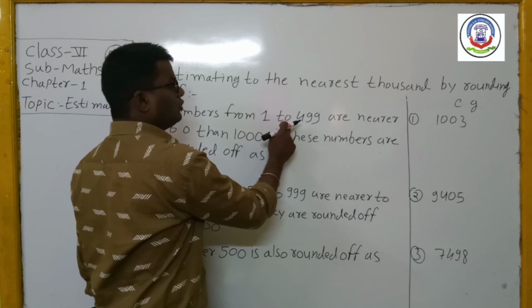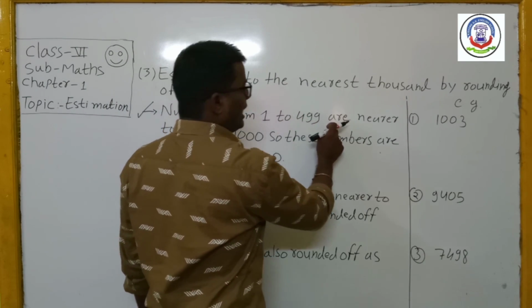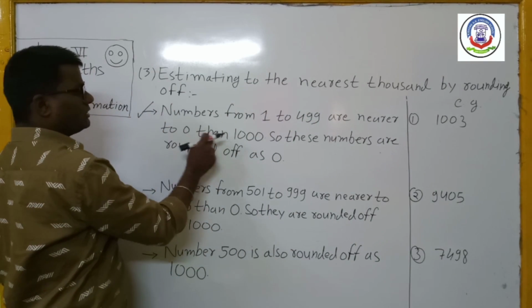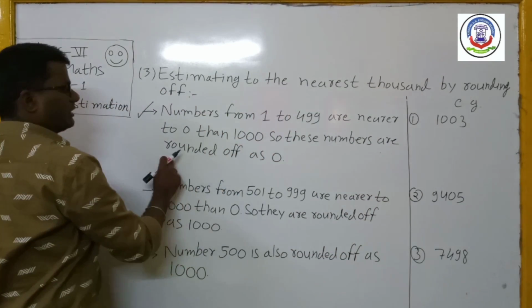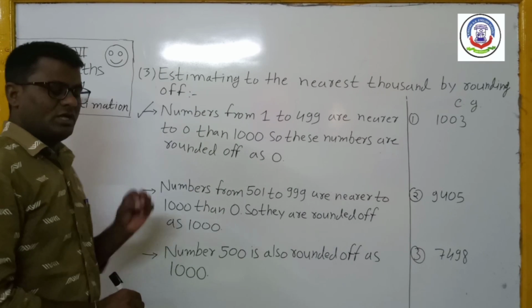Your first rule is: numbers from 1 to 499 are nearer to 0 than 1000. So these numbers are rounded off as 0.